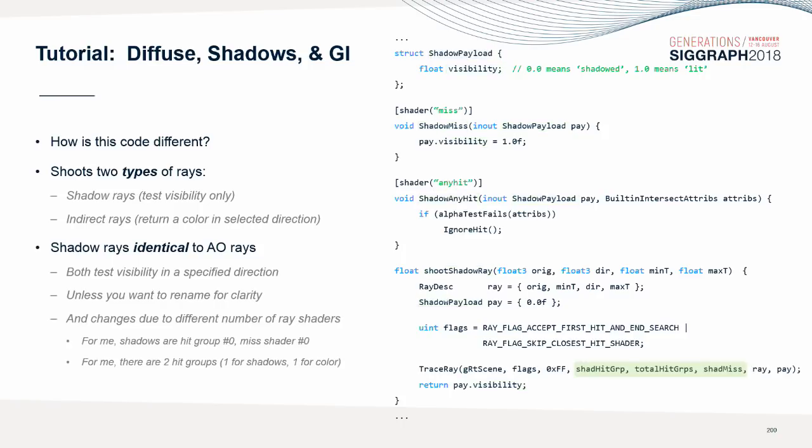There is one slight change to the shadow rays, though. Because I now have two types of rays, the parameters to trace ray need to change. Rather than passing in 0, 1, 0, which is what I did for ambient occlusion, I now have multiple types of hit shaders and miss shaders, so I have to pass in the appropriate values here. In my tutorials, shadows are hit group 0 and miss shader 0, and there are now two hit groups because I have both a shadow ray and a color ray. So this will be 0, 2, 0 rather than 0, 1, 0 as it was before.